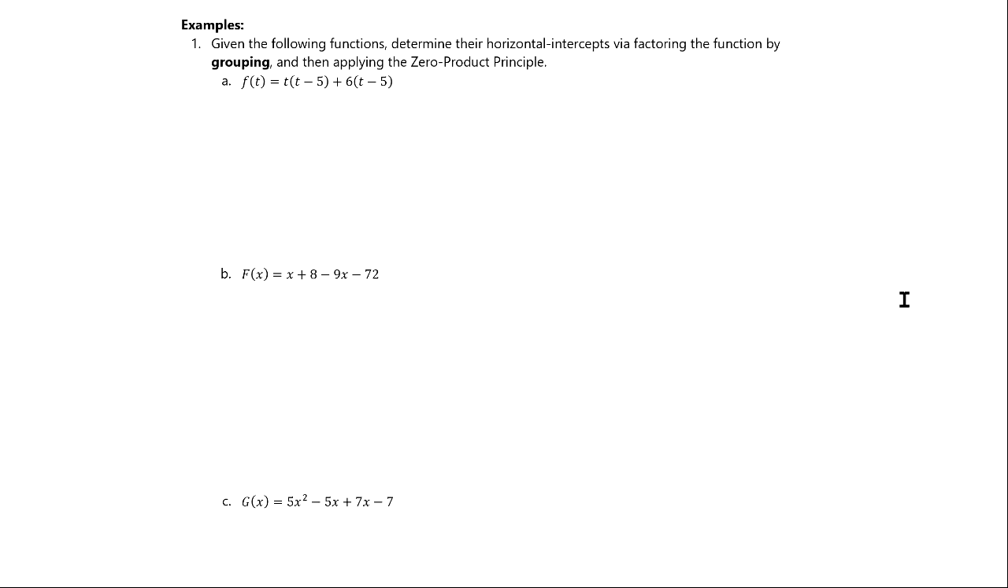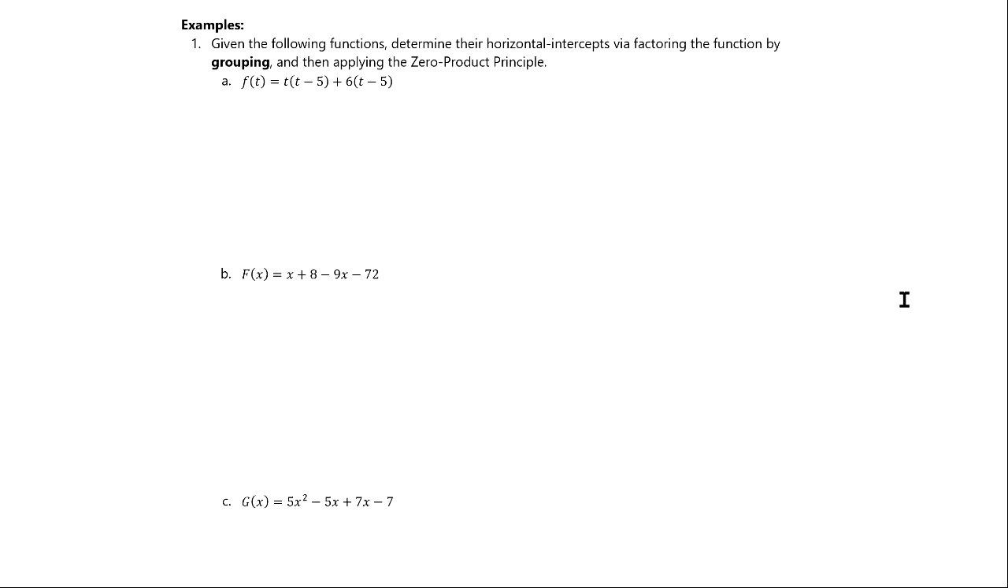And once we're able to do factor by grouping for the factored results in order to find the horizontal intercepts, we can again set the entire expression equal to 0 and use the zero product principle to find out what x values would give us these 0 factors. And let's look at part A, for example.